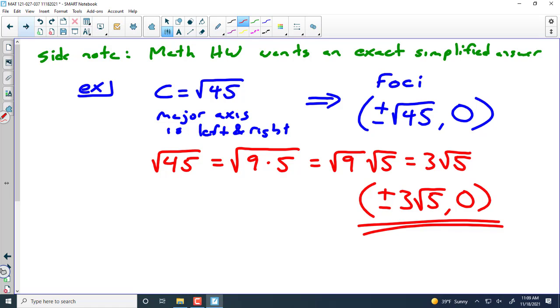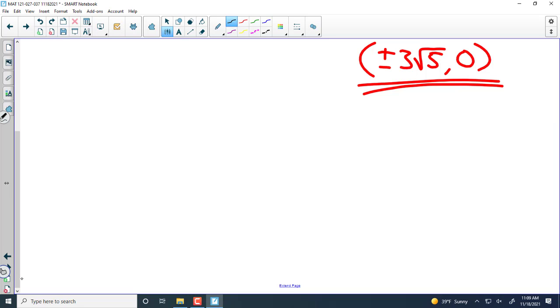Okay. Now we can do some problems called Stephen's secret ellipses.